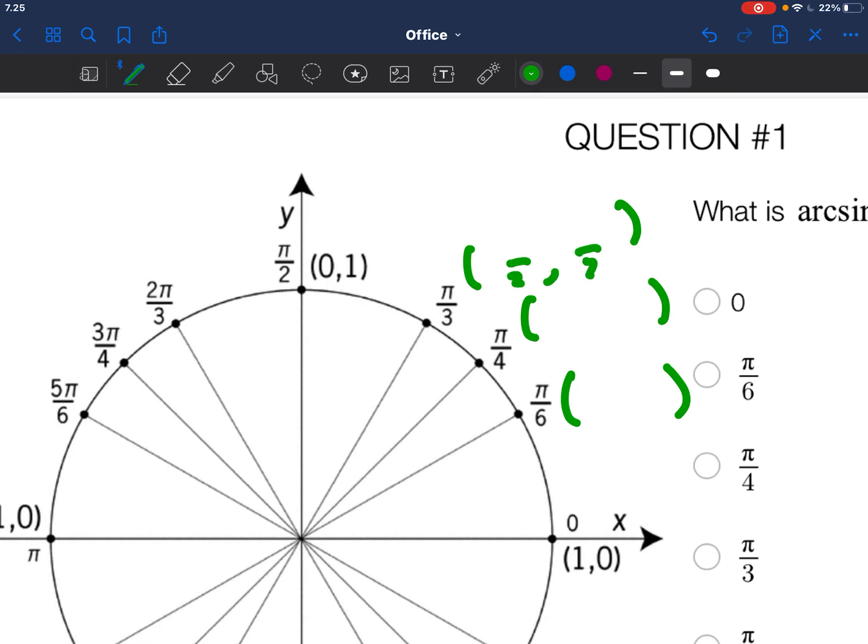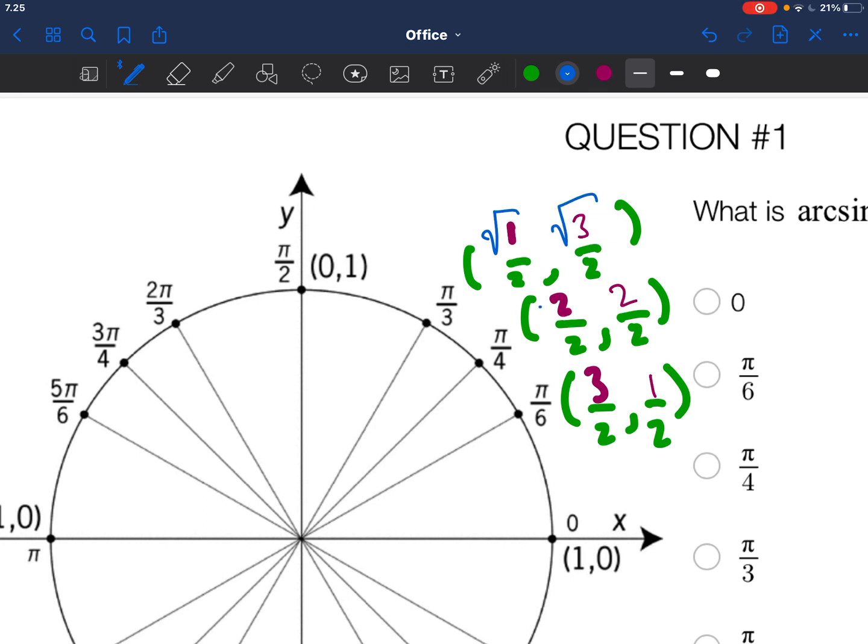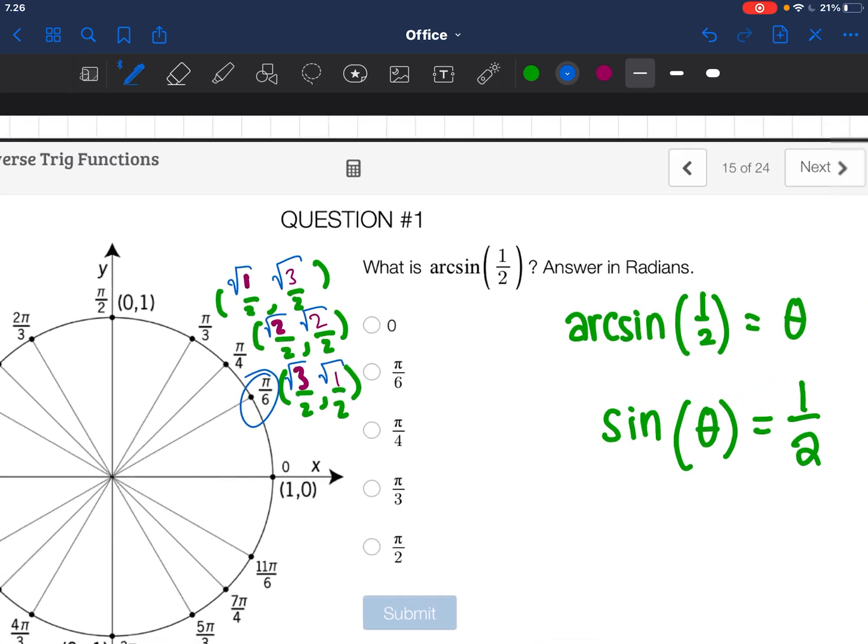Again, I would put all of them over 2, and then 1, 2, 3, 3, 2, 1, and square root all of them on the numerator. Okay, and between these 3 angles, the pi over 3, pi over 4, and pi over 6, the y coordinate that has 1/2 would be pi over 6, right?